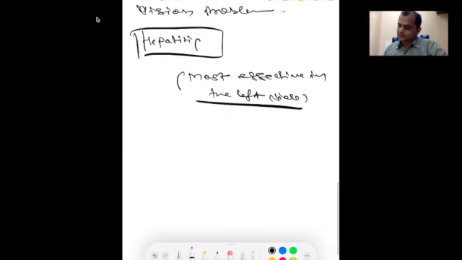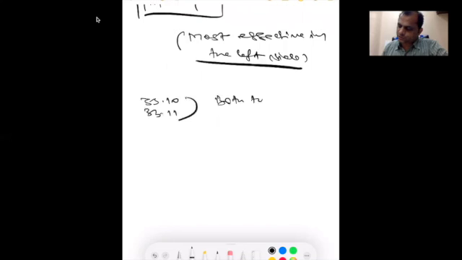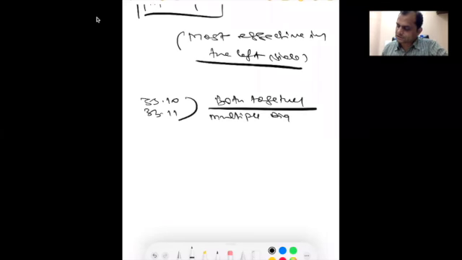So whenever any person is suffering with any intestinal problem, we use both points together. 33.10 and 33.11 together are very excellent for multiple disorders, multiple digestive problems.